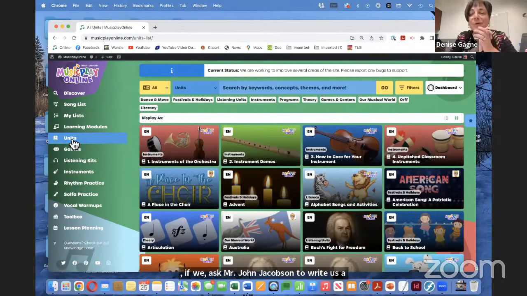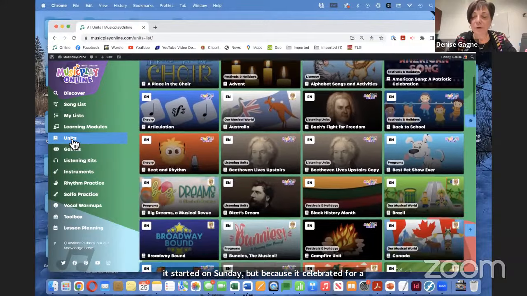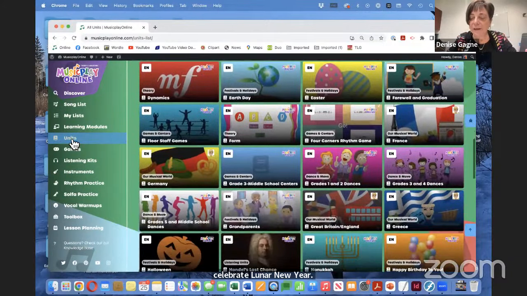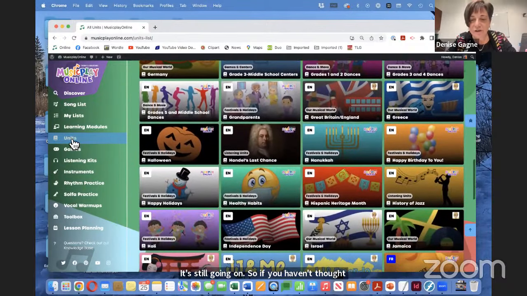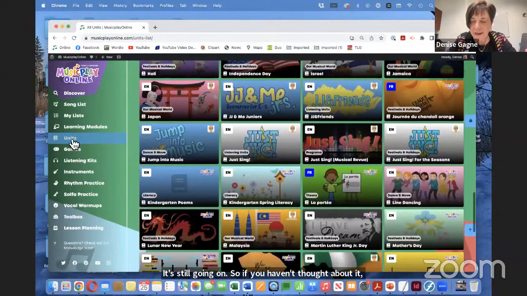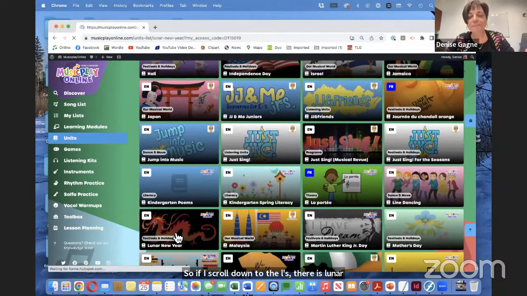So looking at the other things in February that happened, Lunar New Year started early this year, and it started on Sunday. But because it's celebrated for a whole week in most of the Asian countries that celebrate Lunar New Year, it's still going on. So if you haven't thought about it, you can still do it. So if I scroll down to the L's, there is Lunar New Year in the units.